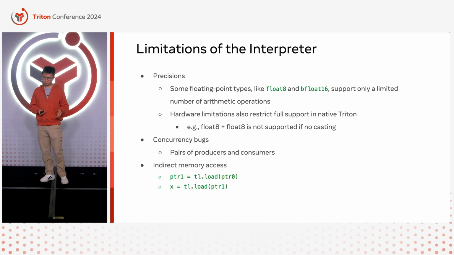There's also another problem we don't support yet, which is indirect memory access. Suppose the original PyTorch tensor stores, instead of values, pointers to another tensor. Then in this case, we load a pointer ptr1 from the original pointer ptr0, and then we're going to access the value stored in ptr1. We don't support this case yet.